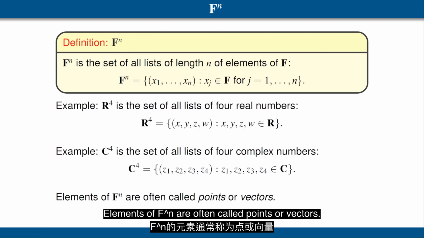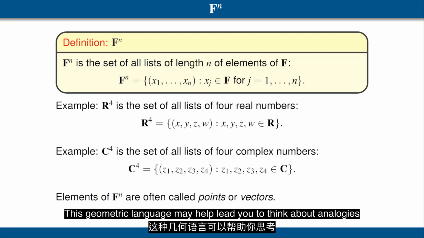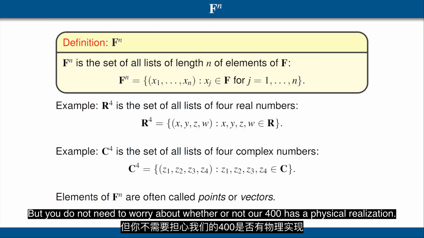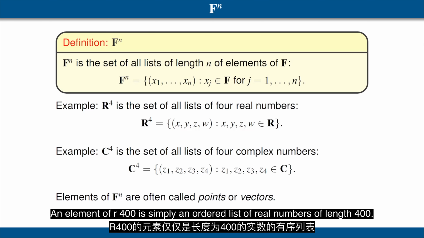Elements of Fn are often called points or vectors. This geometric language may help lead you to think about analogies to the geometry of R2 or R3, but you do not need to worry about whether or not R400 has a physical realization. An element of R400 is simply an ordered list of real numbers of length 400.